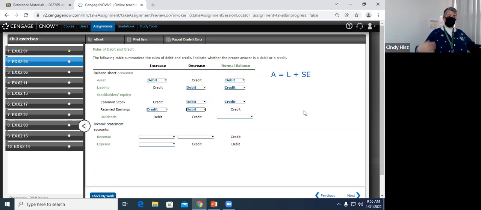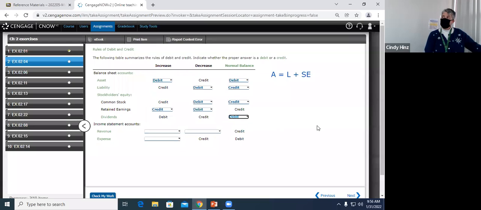Dividends. Now we know that dividends reduce equity. So they have the opposite normal balance of the other equity accounts, common stock and retained earnings. So they increase on the debit side and their normal balance is debit. Revenues increase equity. Equity is on the right hand or the credit side of the equation. So they increase on the credit side and must then decrease on the debit side.